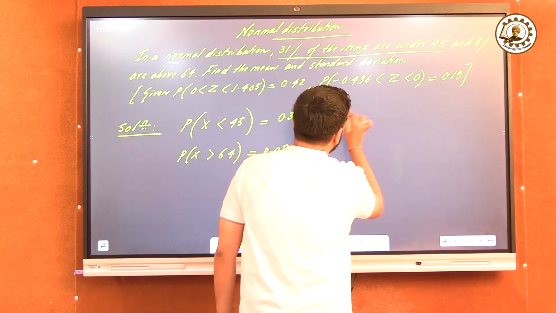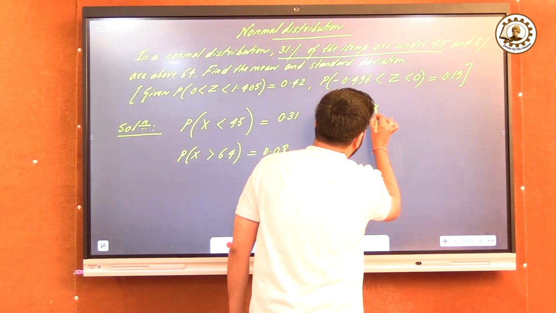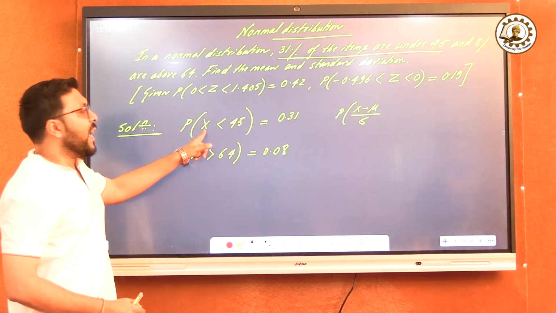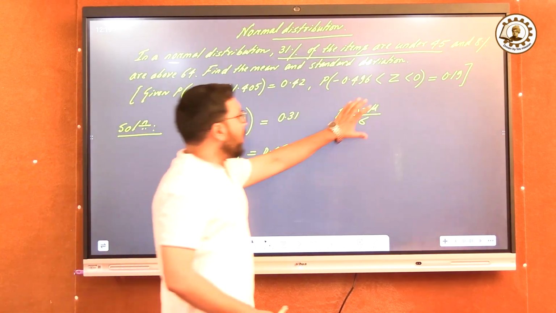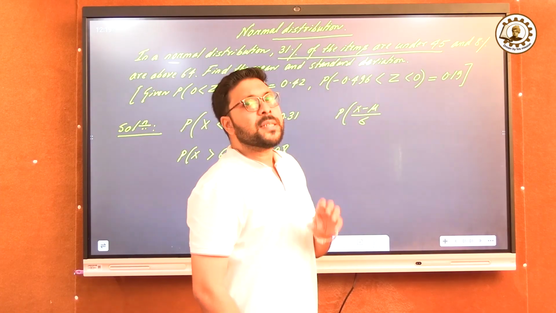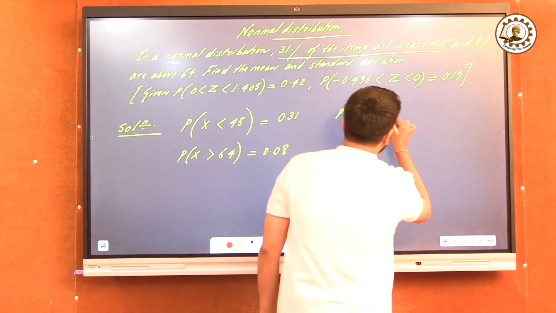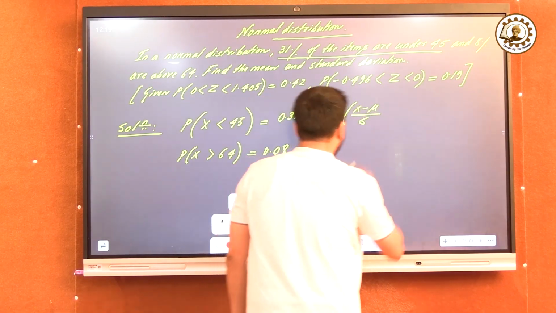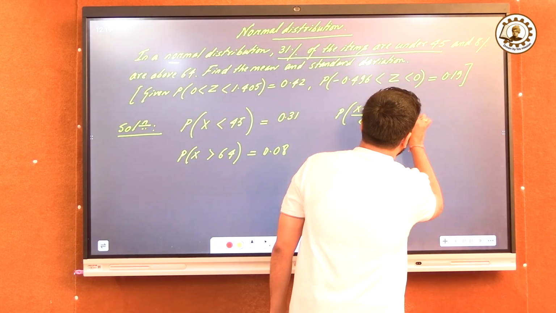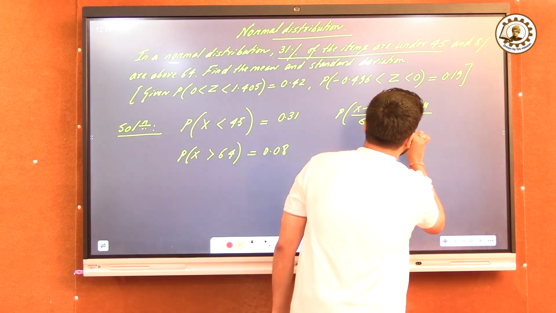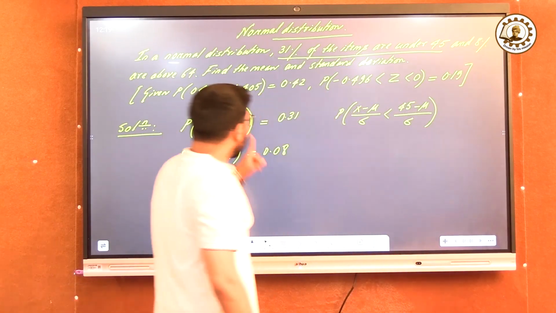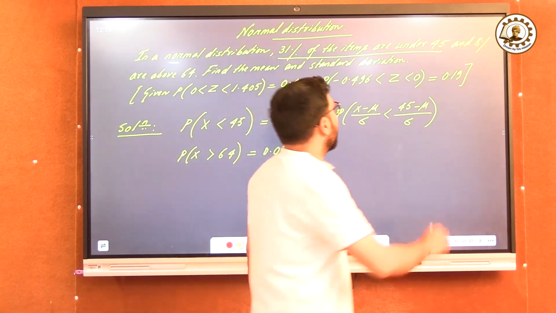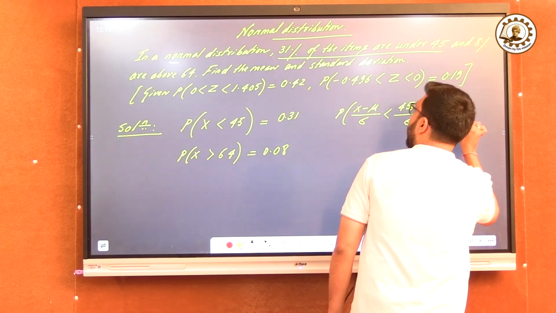See, probability x minus mu by sigma. This is a standardized value of x, that means z. We are going to represent this x minus mu by sigma as z. So this is going to be less than 45, so less than 45 minus mu by sigma. So the standardized value of 45 is 45 minus mu by sigma. The probability remains same here.